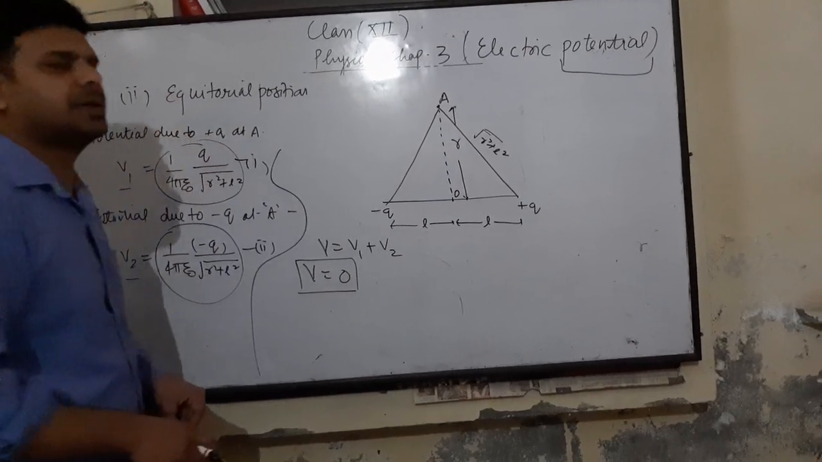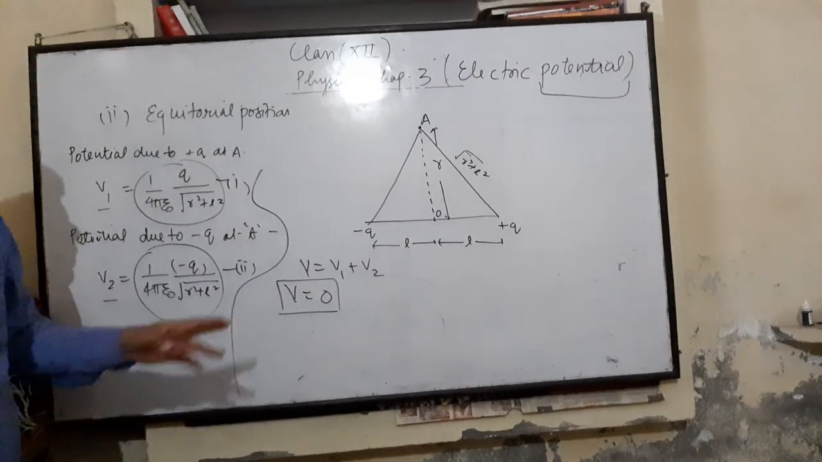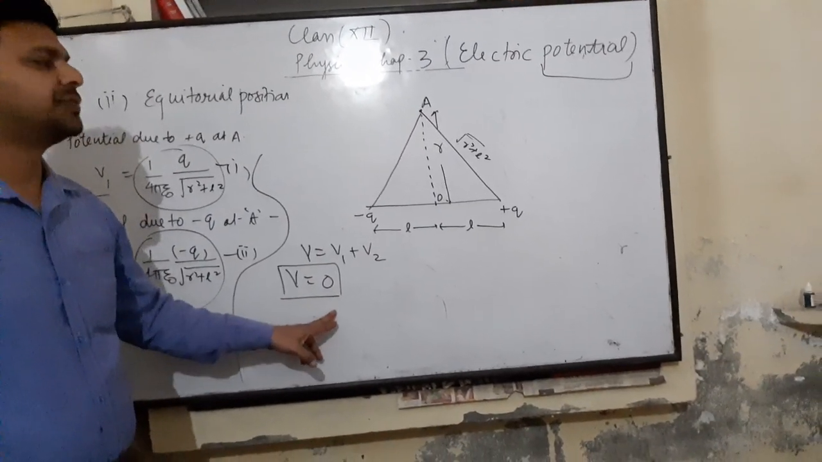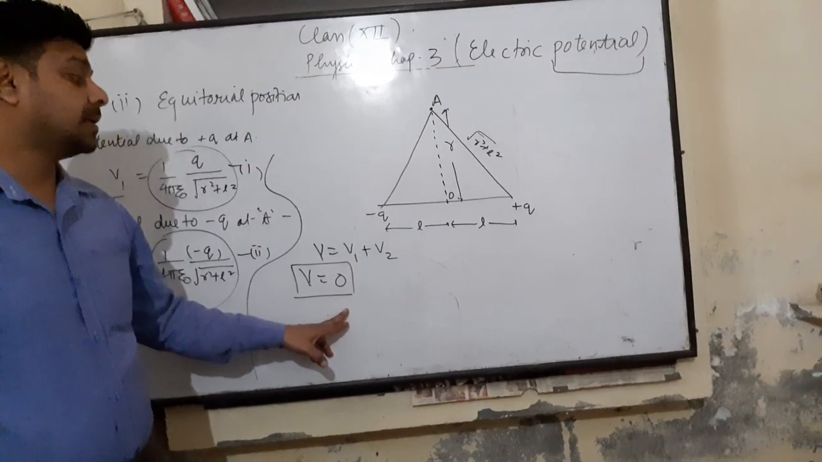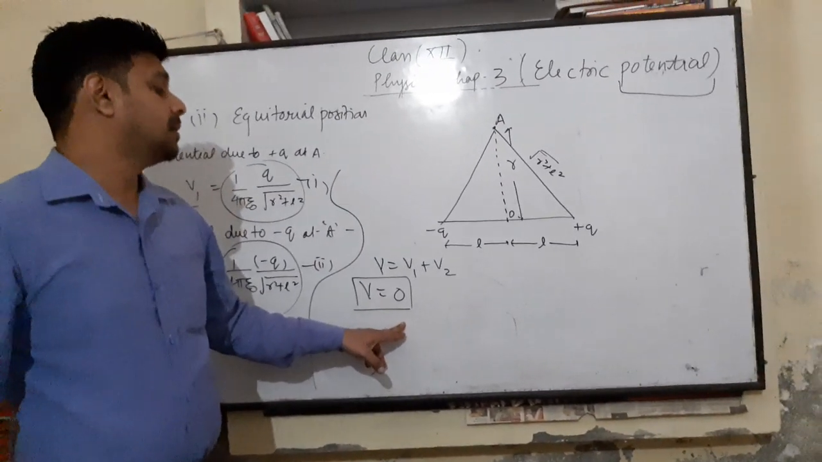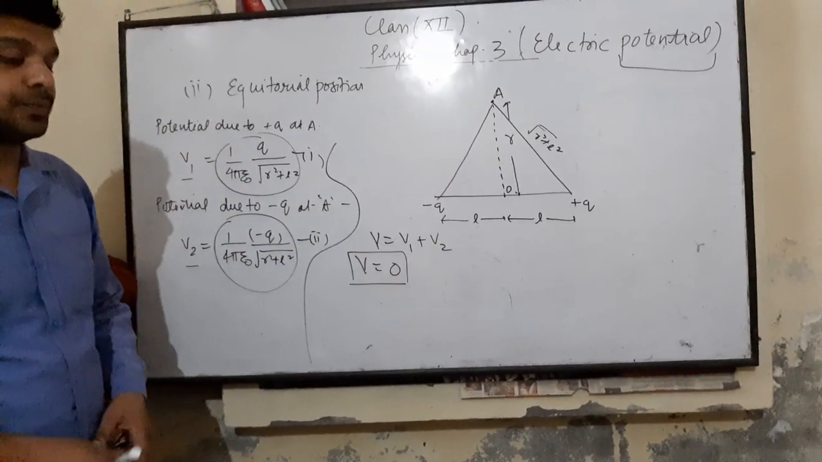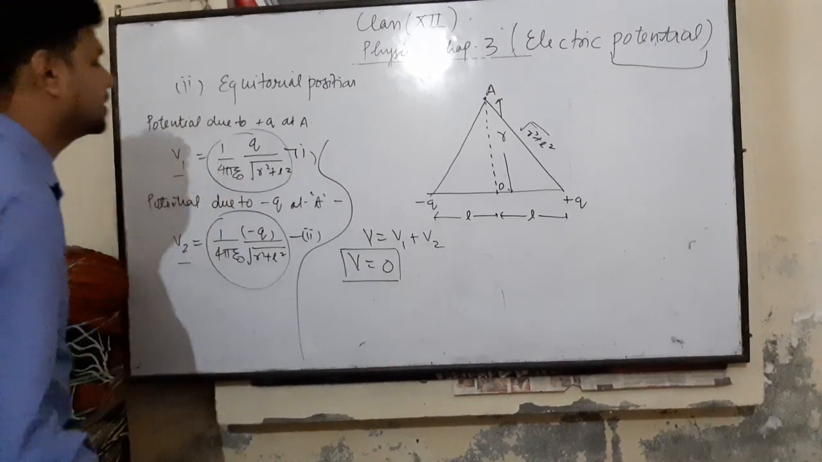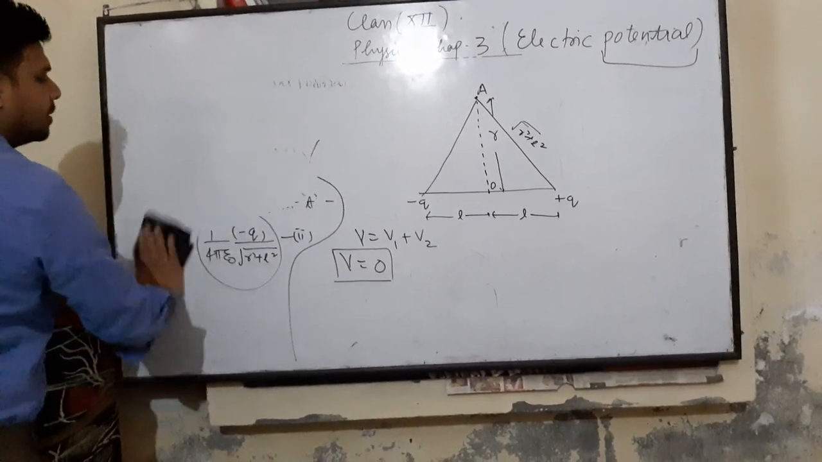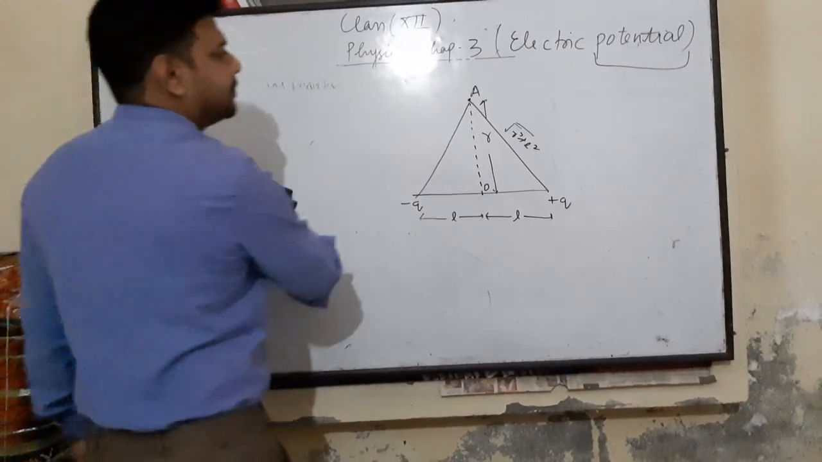This is a very important result. Electric potential due to a dipole in equatorial position will always be 0. But intensity of electric field due to a dipole in its equatorial position is not 0. Okay, these are the positions for a dipole, axial and equatorial.